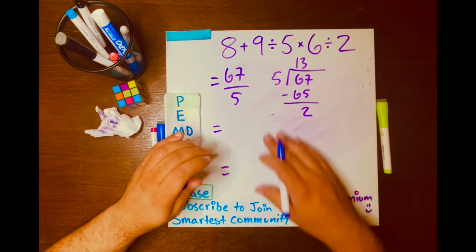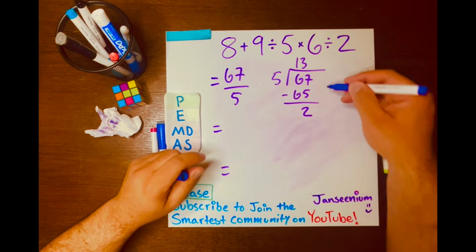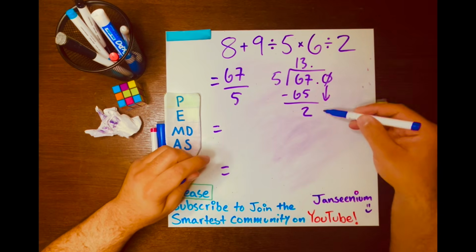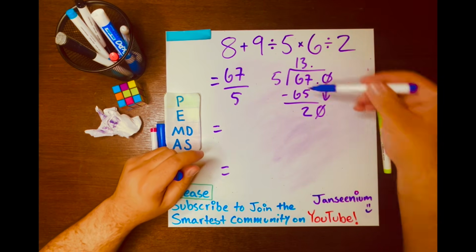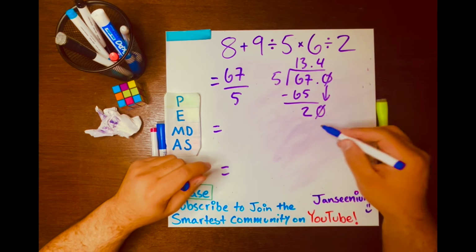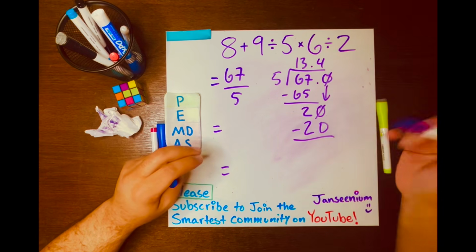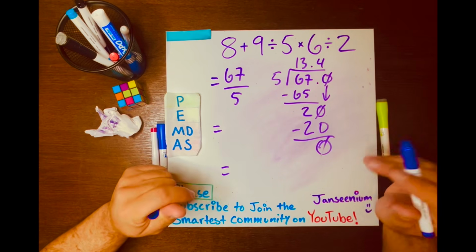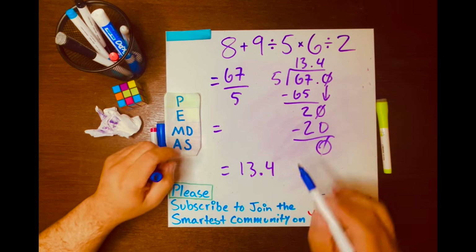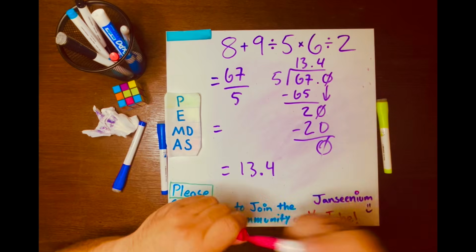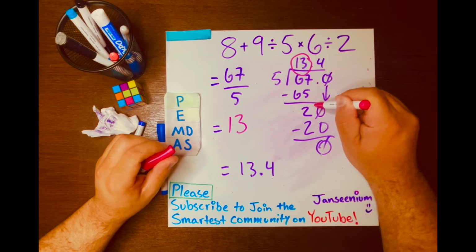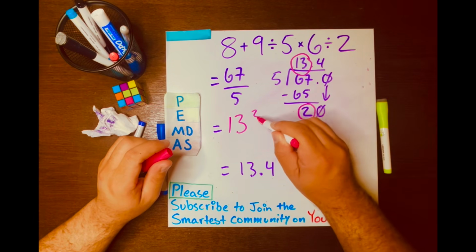Look at that. You cannot fit 5 into 2, so the 2 needs to borrow a 0. Don't forget the decimal, and then drop the 0, give it to the 2. Now the 2 becomes 20. You can fit 5 into 20 4 times, right? Yeah, 4 times 5 is 20, and 20 minus 20 is 0. Look at that. We did it. So the decimal answer is 13.4.